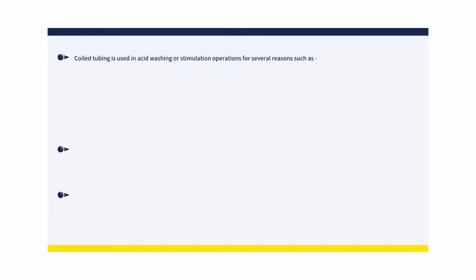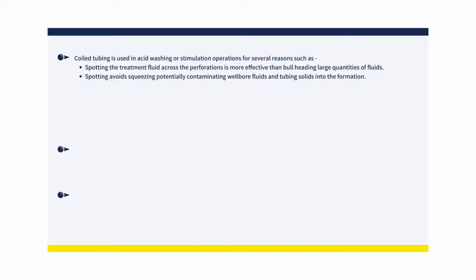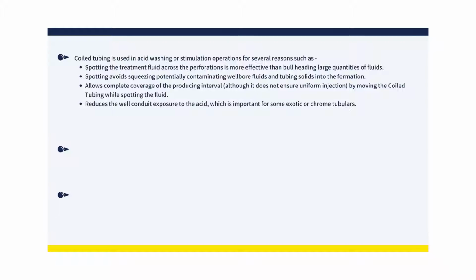Coiled tubing is used in acid washing or stimulation operations for several reasons. Spotting the treatment fluid across the perforations is more effective than bullheading large quantities of fluids. Spotting avoids squeezing potentially contaminating wellbore fluids and tubing solids into the formation. It allows complete coverage of the producing interval, although it does not ensure uniform injection, by moving the coiled tubing while spotting the fluid. It reduces the well conduit exposure to the acid, which is important for some exotic or chrome tubulars.